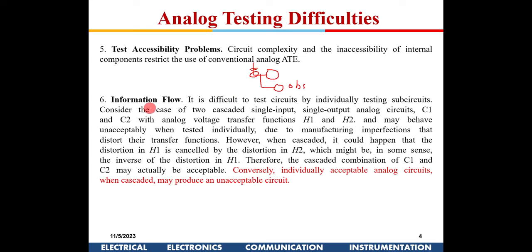The last problem with analog testing is information flow. It is very difficult to test the circuits individually, because most analog circuits are cascaded to one another. If two units work fine individually, and I cascade them, I cannot be sure that the cascade is working fine. It could so happen that the gain of this and the gain of this drives the output to saturation, or with impedance mismatch there are reflections between those two nodes. So many things can happen. There still remains a question mark there.